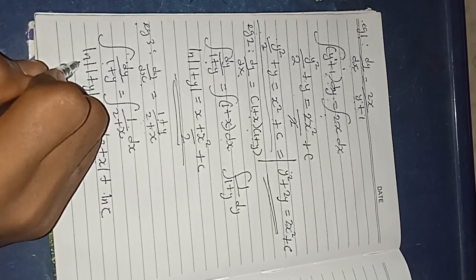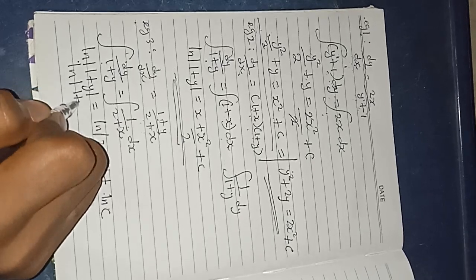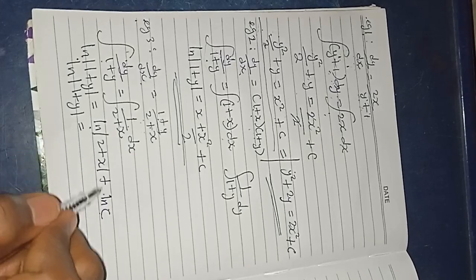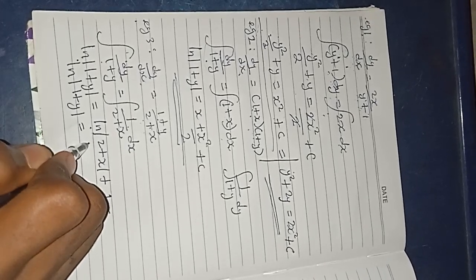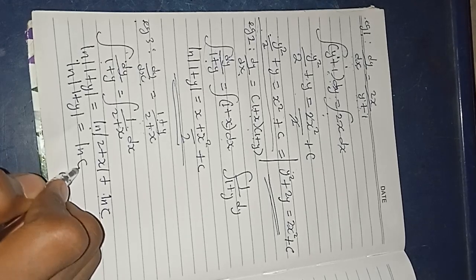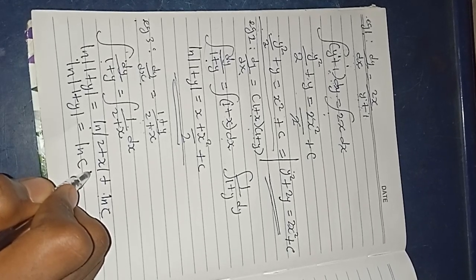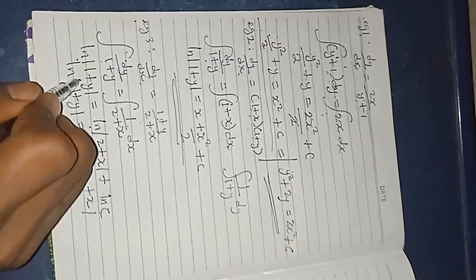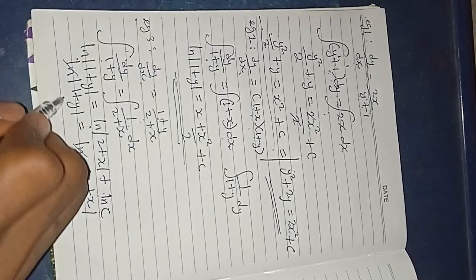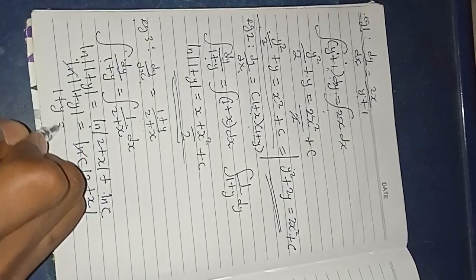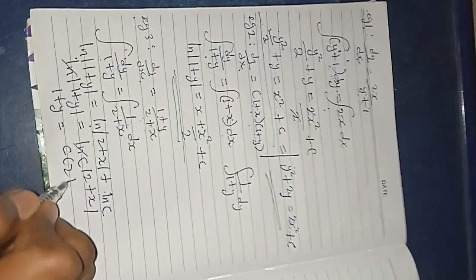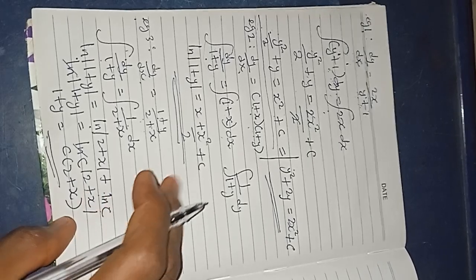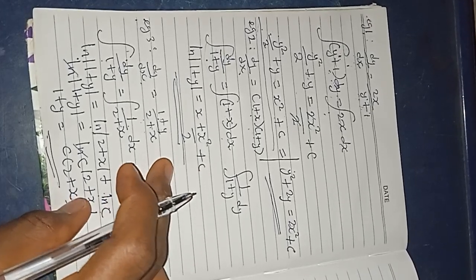So we still have natural log of the absolute value of 1 plus y is equal to, since there is natural log here and natural log here, we can factor out natural log. We say natural log of c multiplied with the absolute value of 2 plus x. Therefore, this natural log is going to cancel this. We now have 1 plus y is equal to c multiplied with 2 plus x. Therefore, we say this is the general solution to this ordinary differential equation.